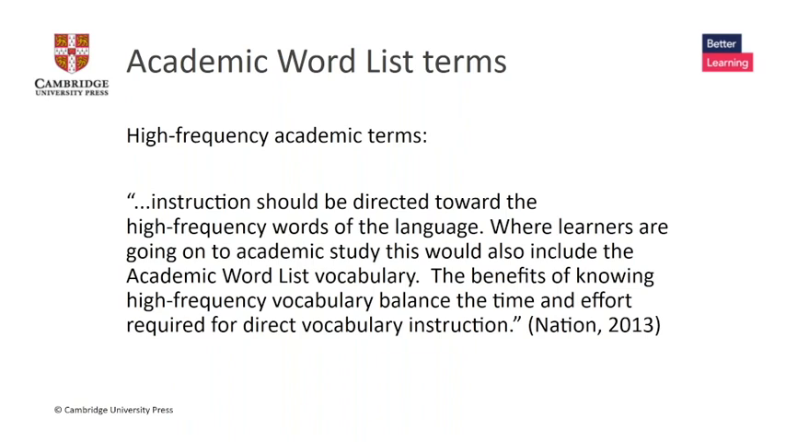And Paul Nation says, instruction should be directed toward the high frequency words of the language. Where learners are going on to academic study, this would also include the academic word list vocabulary. The benefits of knowing high frequency vocabulary balance the time and effort required for direct vocabulary instruction. So in EAP, we draw heavily on the academic word list, and the counterpart in adult ESL out there might be the general service list, the GSL, which are high frequency words in English.